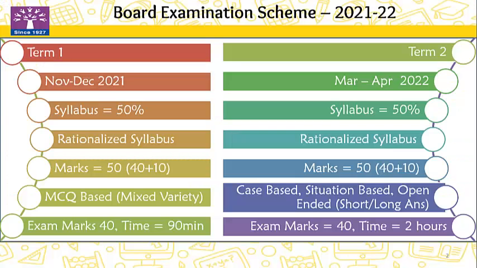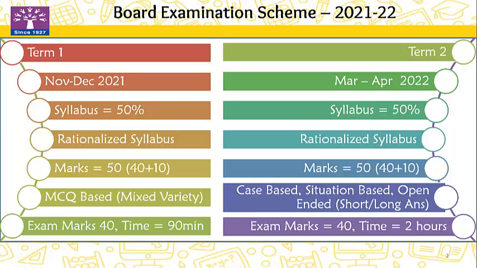So let's look at what has changed in the board examination scheme for 2021-22. First of all, the single board exam is now split into two examinations, one conducted in each term. In term 1, the board examination will be conducted anywhere between November to December 2021. And the term 2 board examination will be conducted anywhere between March to April 2022. Next, the term 1 exam will have 50% of the entire syllabus and term 2 will have the remaining 50%. Syllabus that is already tested in term 1 will not be tested in term 2.